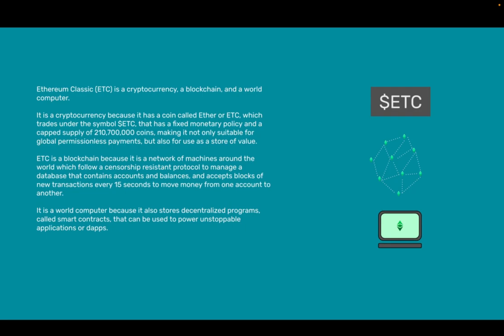ETC is a blockchain because it is a network of machines around the world which follow a censorship-resistant protocol that manage a database that contains accounts and balances and accepts blocks of new transactions every 15 seconds to move money from one account to another. It is a world computer because it also stores decentralized programs called smart contracts that can be used to power unstoppable applications, or dApps.